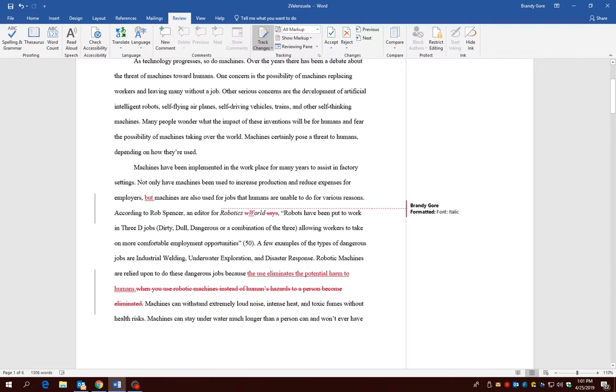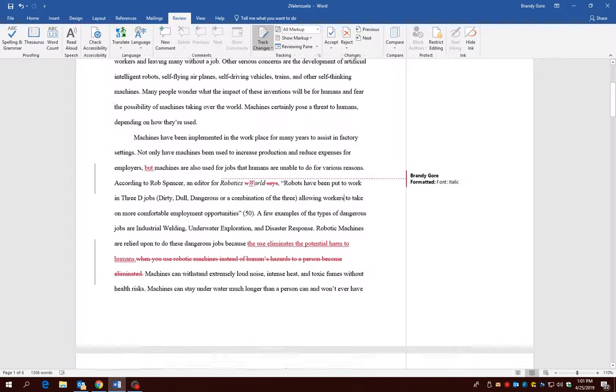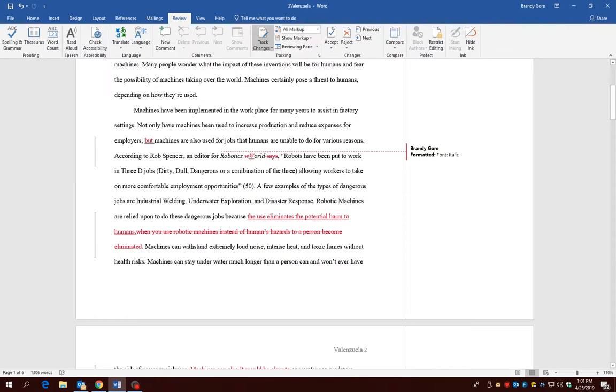I don't know that these necessarily need to be capitalized. Probably not. I did not exactly fix that on this one. So Tiffany, if you're listening, you may want to fix that. Those are not exactly proper nouns. Okay, let's look at this next sentence. Robotic machines, and that also probably doesn't need to be capitalized, are relied upon to do these dangerous jobs because, so originally she had, when you use robotic machines instead of humans, hazards to a person become eliminated.